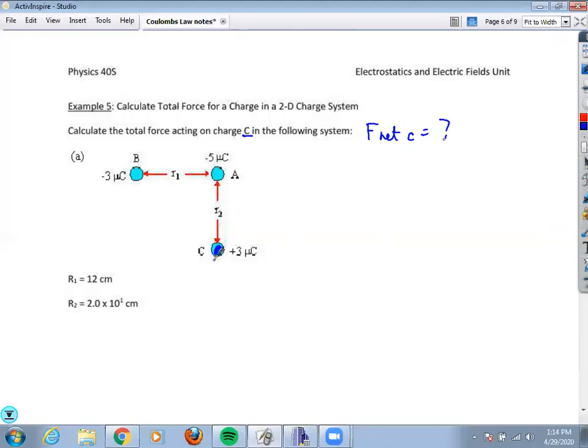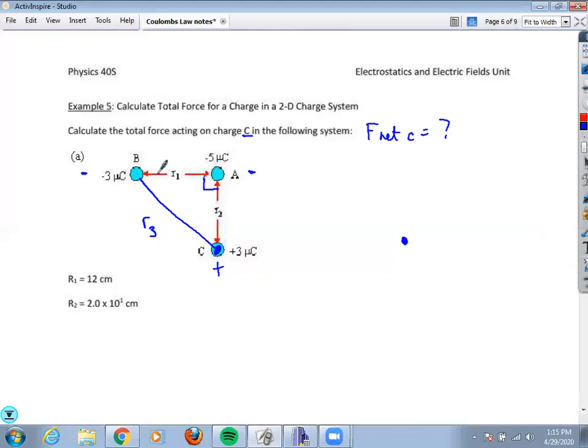What I would do is draw a free body diagram. So there's charge C. Charge C is positive. Charge A is directly above it, it's negative. And charge B is up to the left, and it's also negative. So it should be pretty obvious that there'll be an attractive force between A and C, and an attractive force between B and C. And B and C are separated by a distance, we'll call that R3. Because this is directly below, we'll assume a right triangle, so we can figure out the angles after.